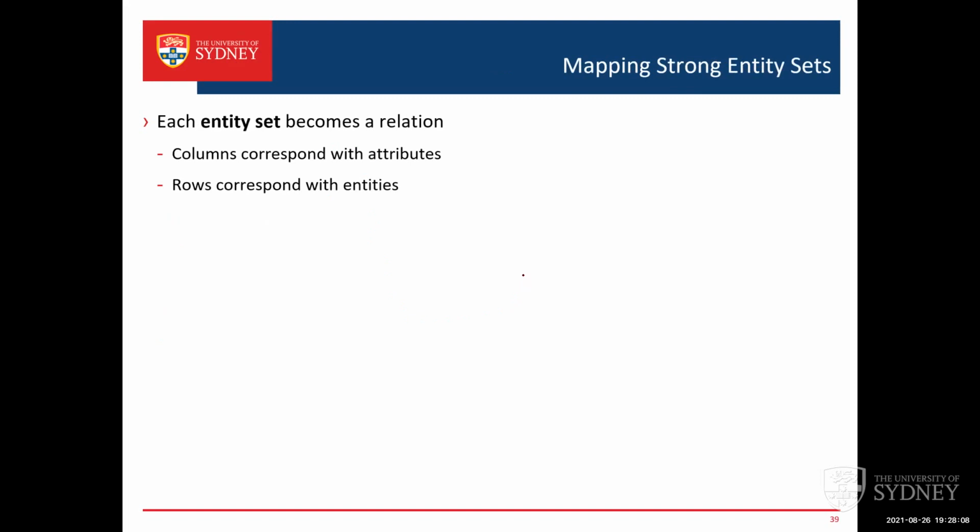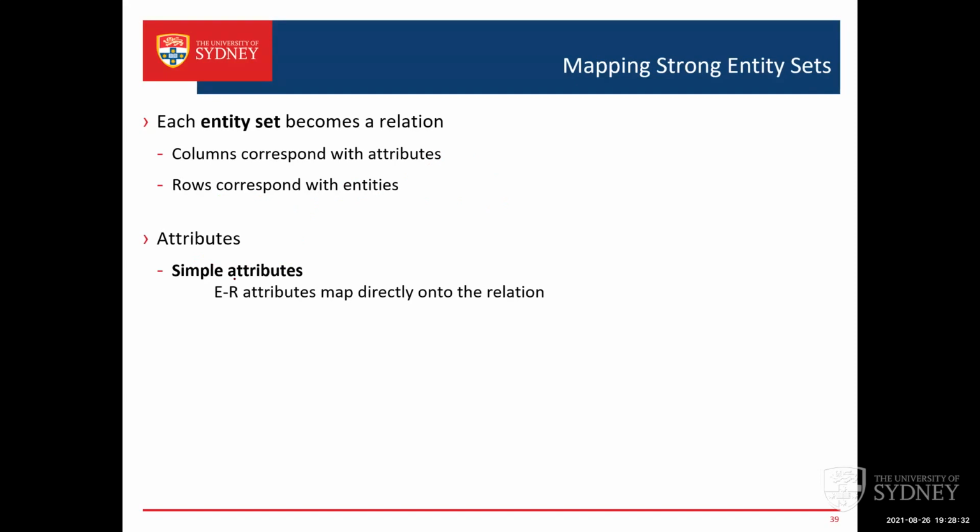Simple thing. Each entity set becomes a relation, that means it becomes a table. Columns correspond to attributes, rows correspond to entities. So columns simply mean the attributes that we defined last week, and rows simply mean the values that we will have.